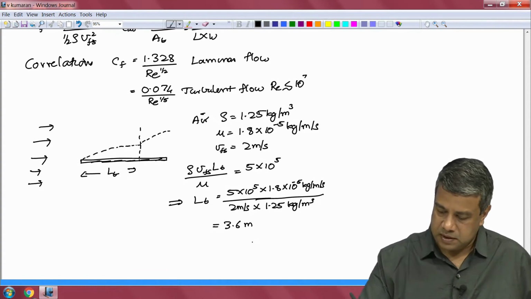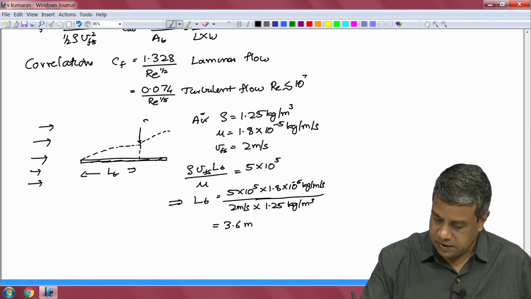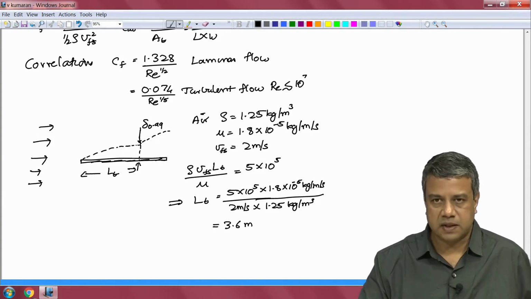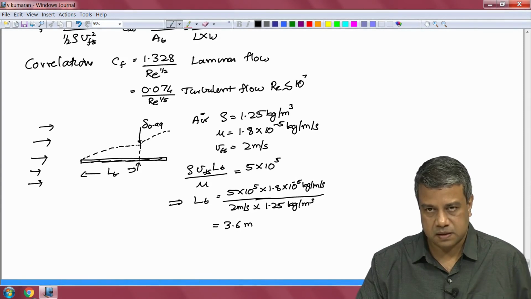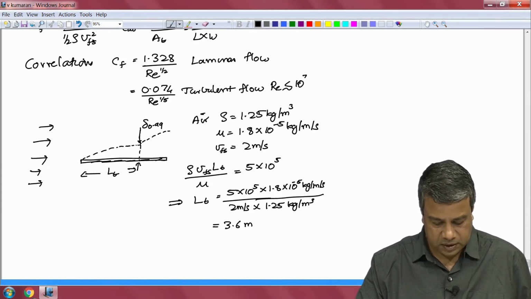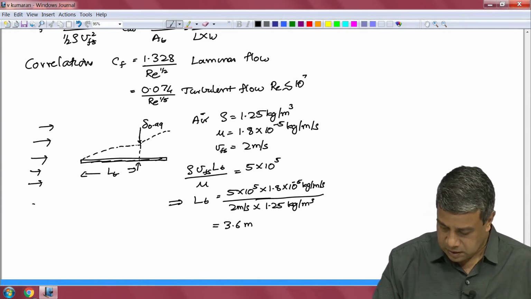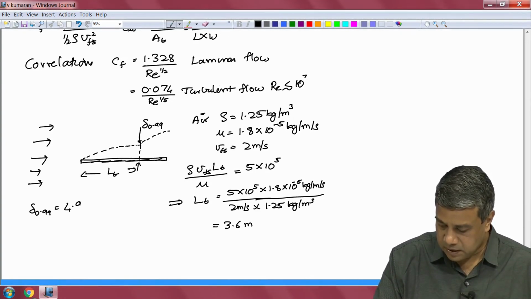Another pertinent question: what is the value of the boundary layer thickness at the downstream location where the transition takes place? And we know that delta 0.99 is equal to 4.9 into x into Rex to the power minus half.